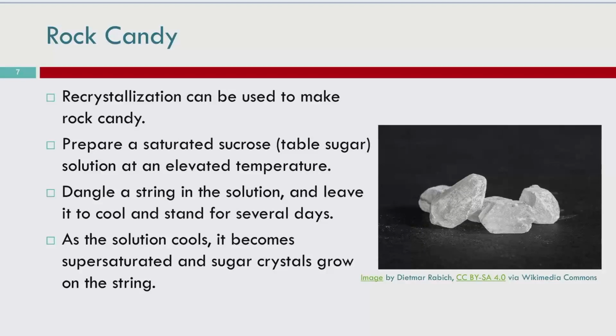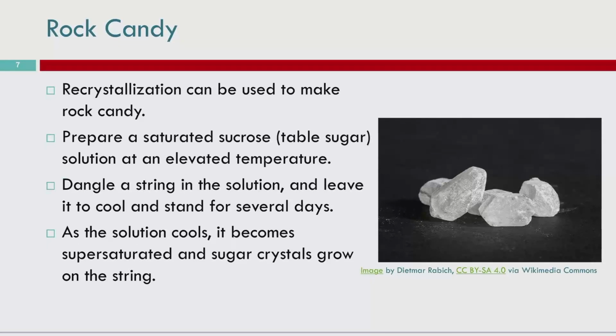If you want it to have color to it, you might have to add some red 40 or some other sort of food dye. The way that you make rock candy is you prepare a saturated sucrose table sugar solution at elevated temperature. So you can get some really hot water, maybe up to like 90 degrees Celsius, almost boiling. You could probably do it with boiling temperature water. You're going to dump as much sugar as you possibly can into that until you've got some solid swirling around at the bottom. Then you dump out your super sweet sugar solution into a container.